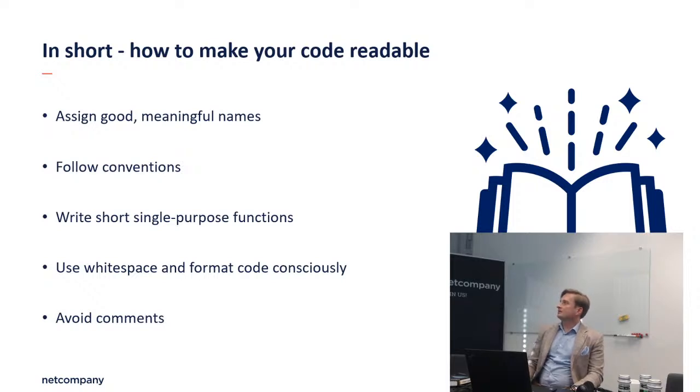So these are, in a nutshell, things that you should do to make your code cleaner and more readable. You should assign good, meaningful names. We'll get to that, what it means. You should follow conventions. You should write short and single-purpose functions. You should use whitespace and format your code consciously with readability in mind, and avoid comments. This is also a matter of preference, as I said before, but generally I think most comments can be avoided.